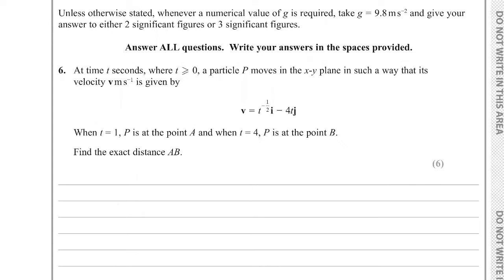So we can integrate to get the displacement vector. We call this r. If we integrate, we get t to the power of a half over a half for i, minus 4t squared over 2 j, plus a constant of integration which is given in vector form. This simplifies to 2t to the power of a half i, minus 2t squared j, plus c.